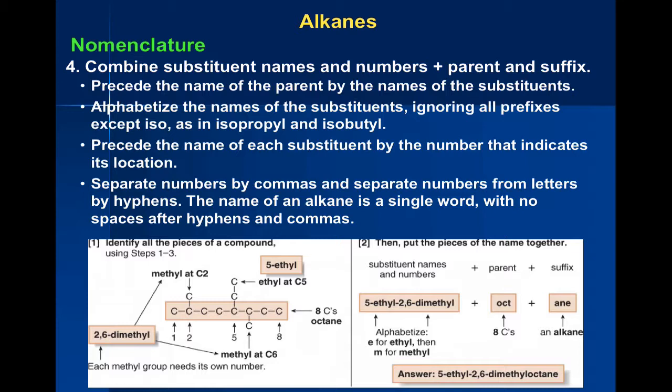Okay, and that's about as far as you need to go. Okay, but you can go up higher. So this is 5-ethyl 2,6-dimethyl octane. That's what the answer would look like. Very important that we use this type of nomenclature because this can be coded into a computer and a computer can read it and actually draw the structure.